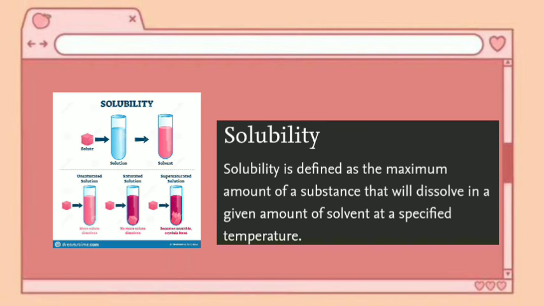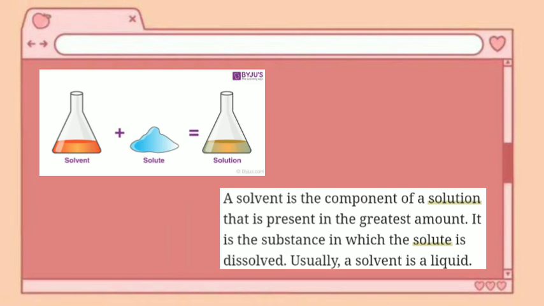So let's define solubility. Solubility is defined as the maximum amount of a substance that will dissolve in a given amount of solvent at a specific temperature. A solvent is a component of a solution that is present in the greatest amount. It is the substance in which the solute is dissolved. Usually a solvent is a liquid.